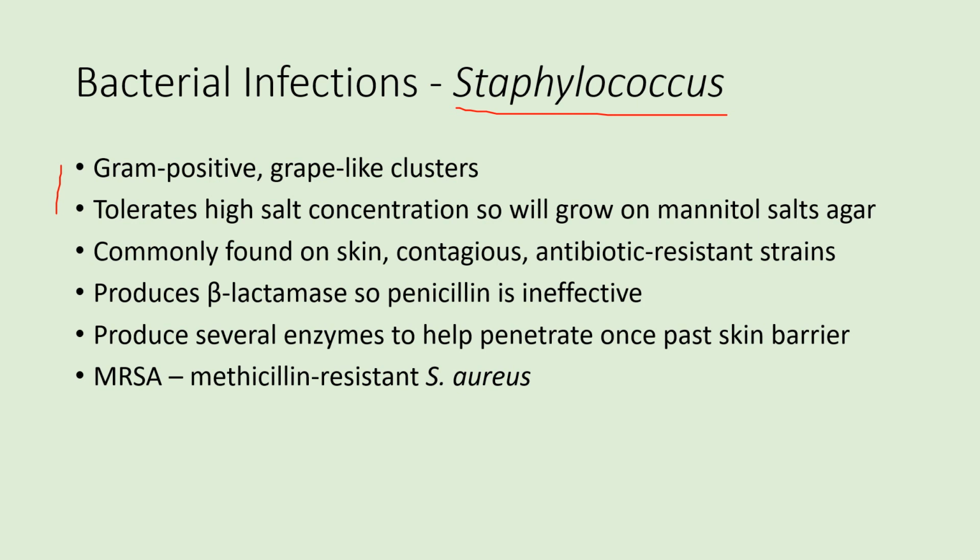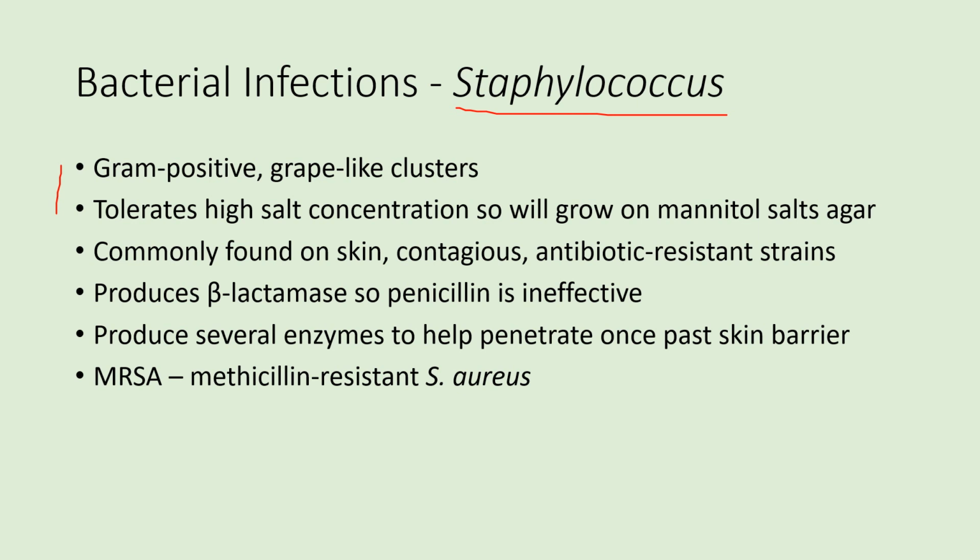One thing about Staphylococcus is that it can tolerate high salt concentrations. Most bacteria cannot. And so for this reason, Staphylococcus can grow in a media called mannitol salts agar. This is a media that is made to have a little bit higher salt concentration. So it's a selective media in that typically only Staphylococcus will grow on it.